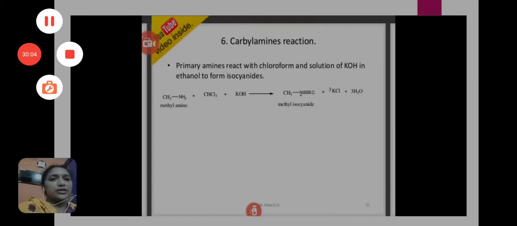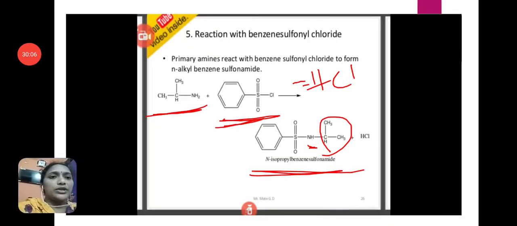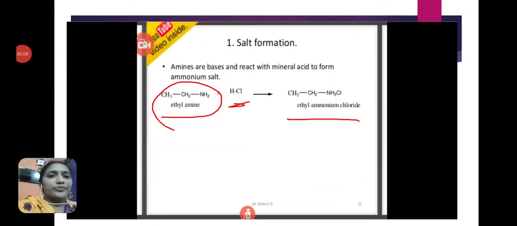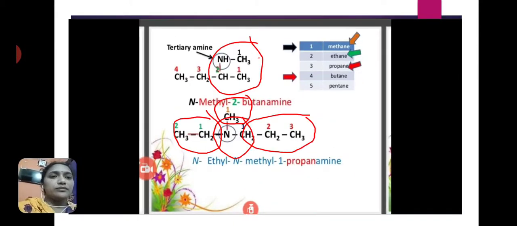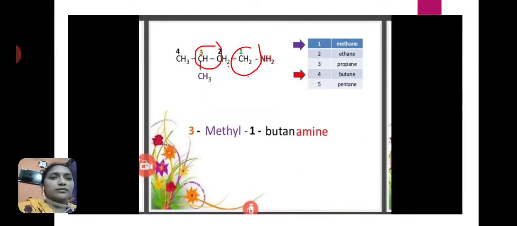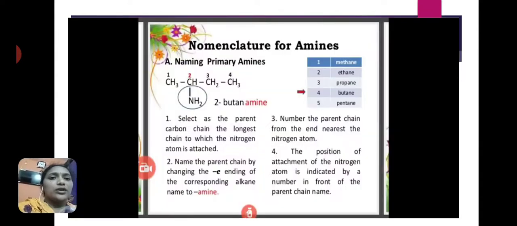Okay students, this is about today's session. Once again we will discuss briefly. First is the nomenclature of amines, how to give nomenclature to the amines.